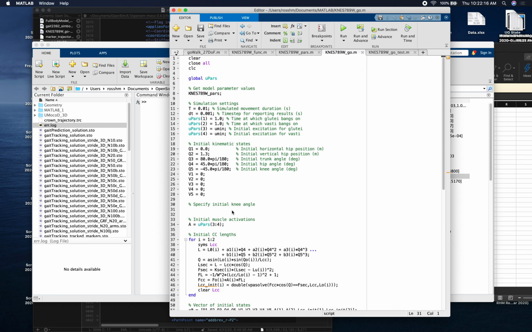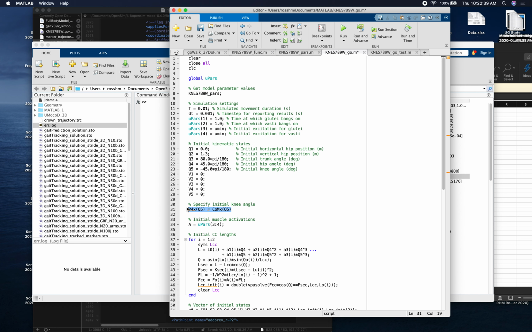Okay, so to specify my initial knee angle, I need to get the horizontal position of that contact point, P4, equal to the horizontal position of the center of mass. Both of these expressions here are functions of Q5.